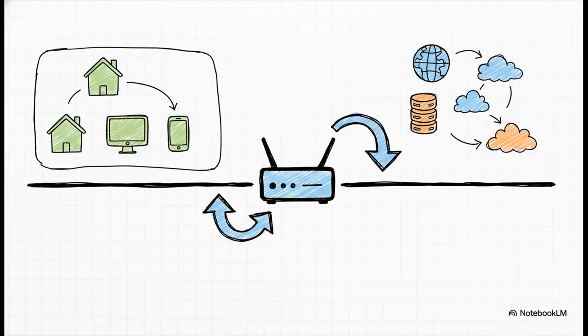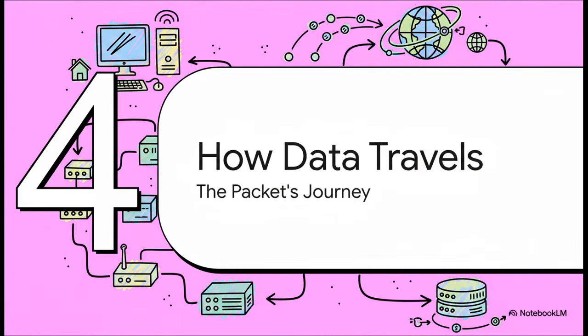And what is that gateway? You guessed it. It's your router. It's the digital doorman, standing right at the edge of your private network, deciding what gets in and what gets out onto the public internet. All right, so our bags are packed, we've got our address, we're at the front door. Now let's see how our data actually makes the trip.